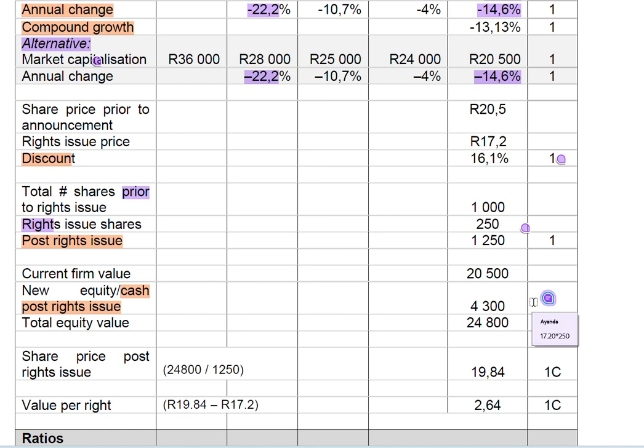And you can see this 4,300 equates to what they need to settle the loans that are due on the 30th of September 2025. So if the shareholders or the prospective investors buy the shares, then it is nice, because what does that mean? It means that they are able to raise the entire amount they need to settle the outstanding loans that are due. So the total equity value post right issue will then be 24,800.